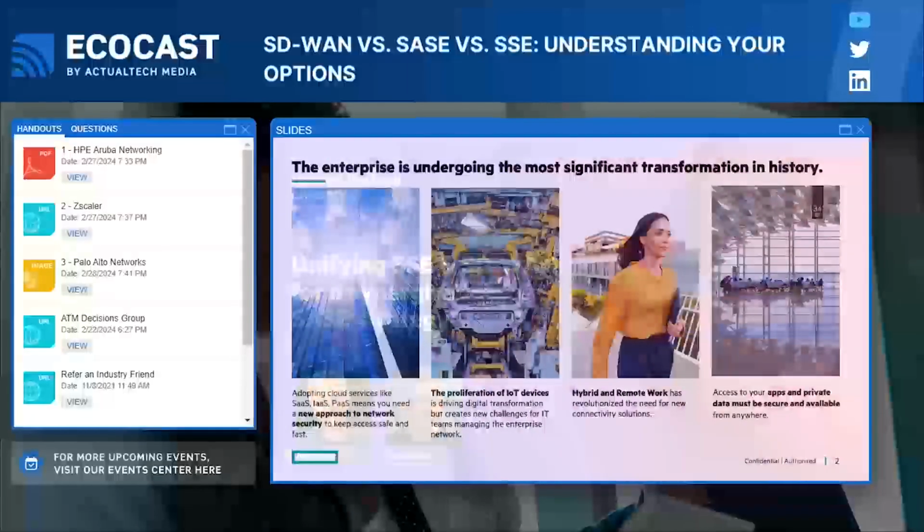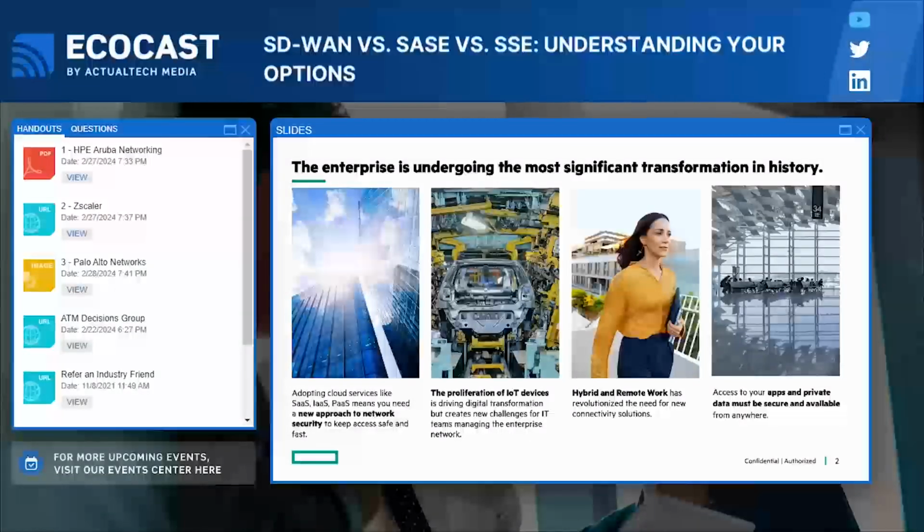So let's get started. The enterprise is undergoing the most significant transformation in history. Companies are adopting cloud services like never before, with many companies having a cloud-first approach. This means the legacy systems that always used to be on-prem are now being moved to things like software as a service, infrastructure as a service, and platform as a service.